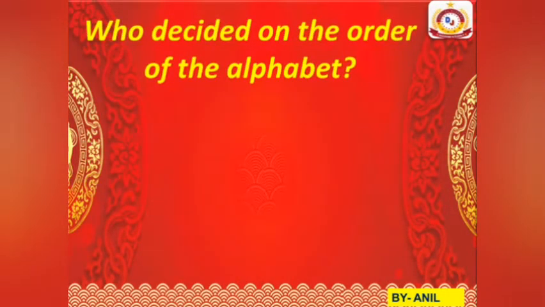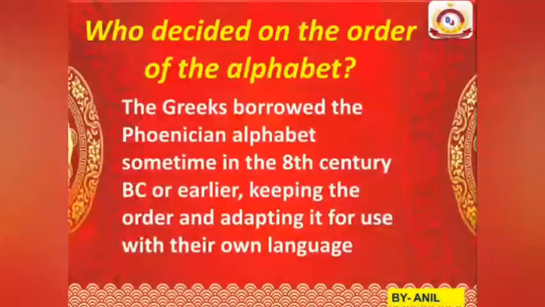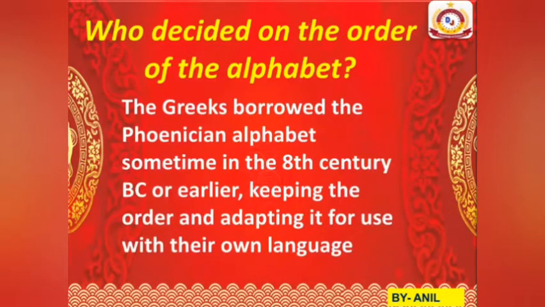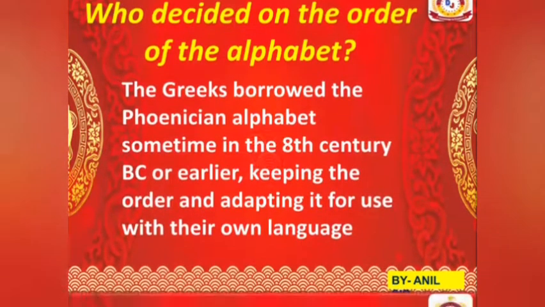Who decided on the order of the alphabet? The Greeks borrowed the Phoenician alphabet sometime in the 8th century BC or earlier, keeping the order and adapting it for use with their own language. That's why the order has been placed.